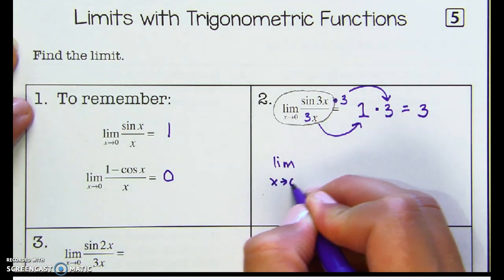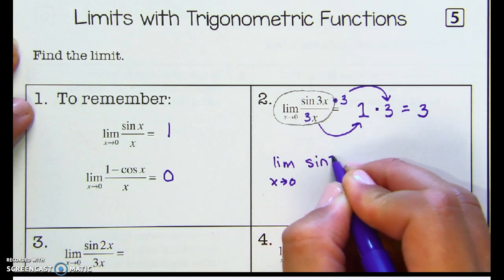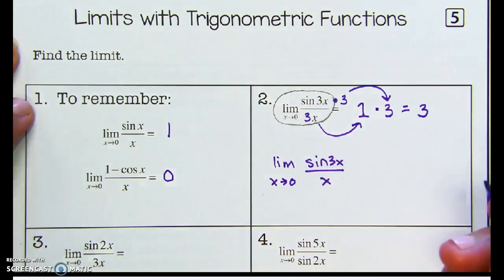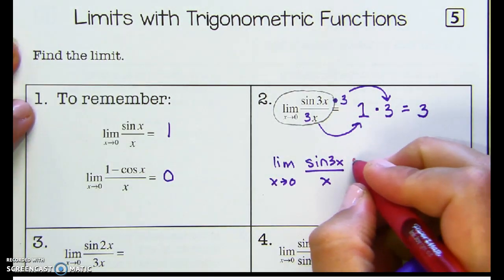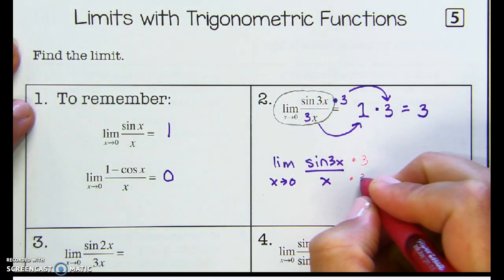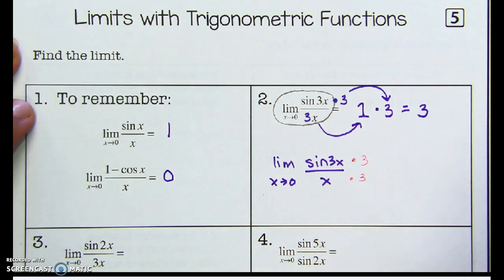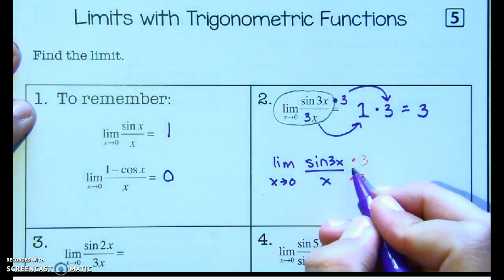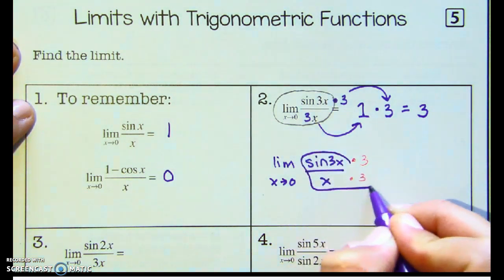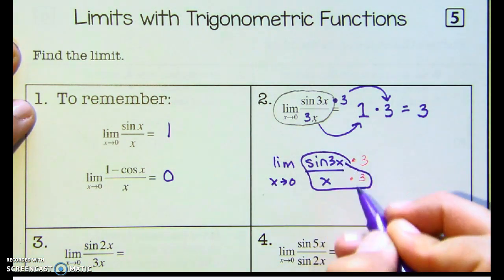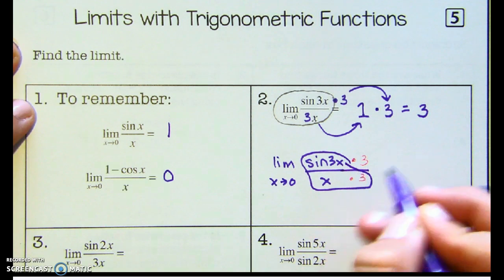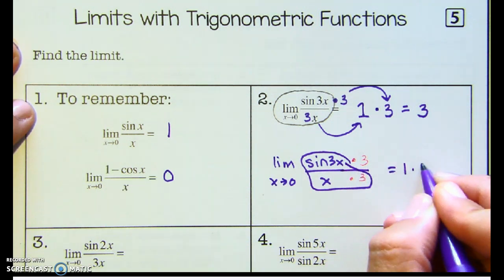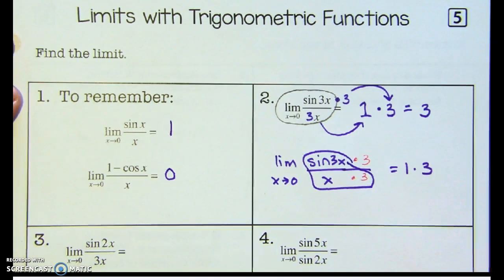Let me show you again. Just watch this time. I'm going to multiply this by 3 over 3 because I'm just multiplying by 1. Then I kind of like to do this. Do I have my sine of 3x over 3x? I do. So that's equal to 1. So I have 1 times 3 is 3.